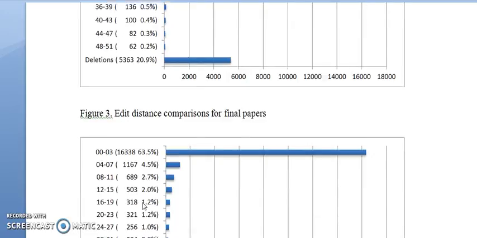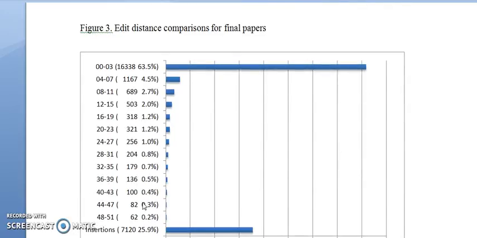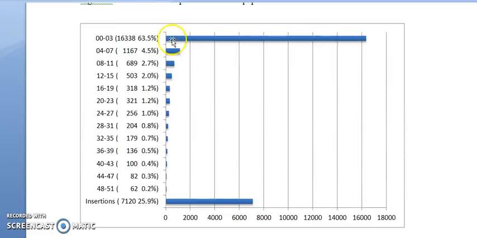When we looked at the drafts, we have the same number of unchanged sentences, which is nearly 64%, and then we have about 26% of the sentences that are just insertions. So there is some revision going on. This is kind of a good news, bad news thing. There is some revision going on, and it's primarily happening at the level of the sentence, which suggests to us that these revisions are substantive.